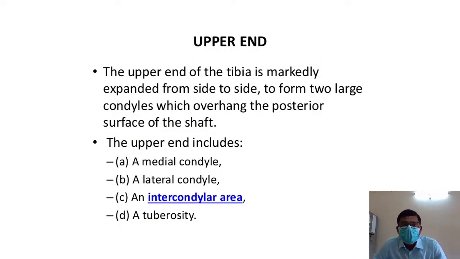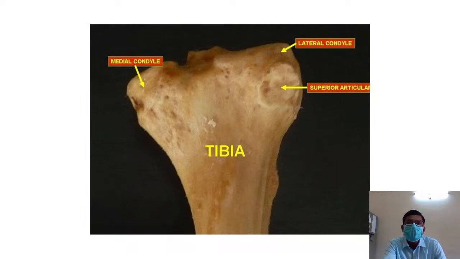Let us see in detail about this tibia. The upper end of the tibia is markedly expanded from side to side to form two large condyles which overhang the posterior surface of the shaft. The upper end includes a medial condyle, a lateral condyle, an intercondylar area, and also a tuberosity. So these are all the important parts of the upper end of the tibia. Let us see in detail about each of them.